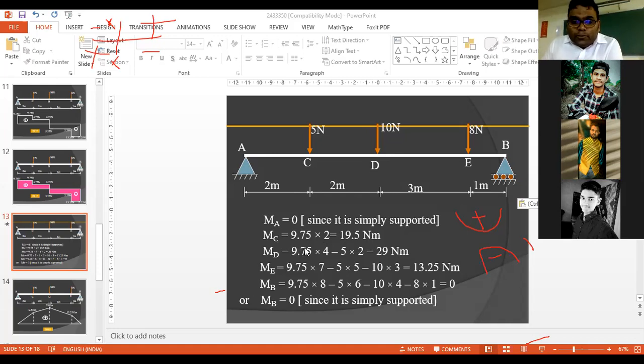At D, how much force is there? If you are going to calculate the bending moment here, you have to consider this force and this force. So like this, here is 9.75. So अब आपको दोनों को कंसीडर करना पड़ेगा। आइए, so यहाँ है D पे 9.75 into 4, डिस्टेंस कितनी हो गई 4 की, माइनस दिस 5, डिस्टेंस कितनी हो गई D से 5 की 2, so this 2, MD is equal to 29 Newton meter.